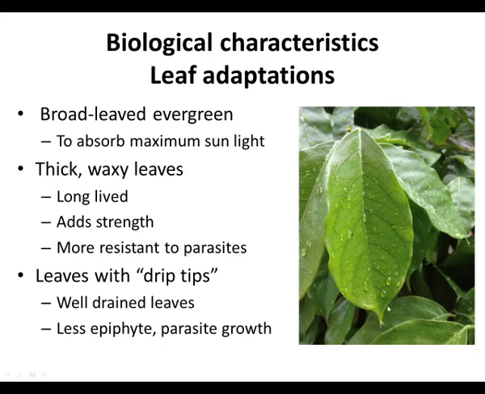And also, as you can see in this plant, they have very pointy tips, and we call them drip tips. That is because it allows the leaf to drain all the water very effectively. If it keeps a thin film of water on the leaf, that's not good. That can attract lots of epiphytes and parasites, things like lichens, so that will reduce the lifespan of the leaf. So drip tips help them to drain well and extend their lifespan.